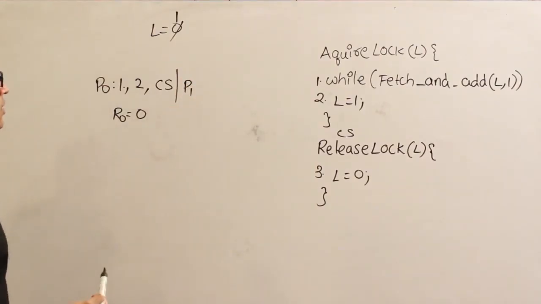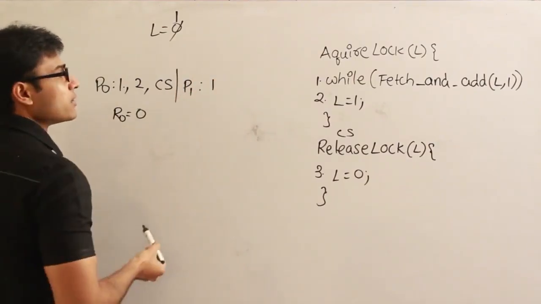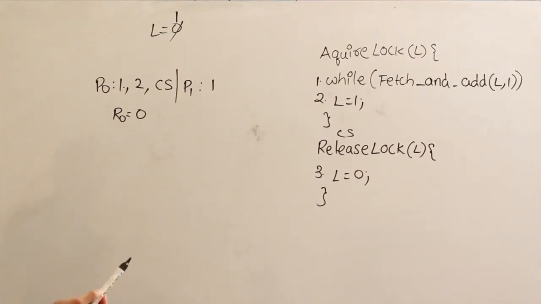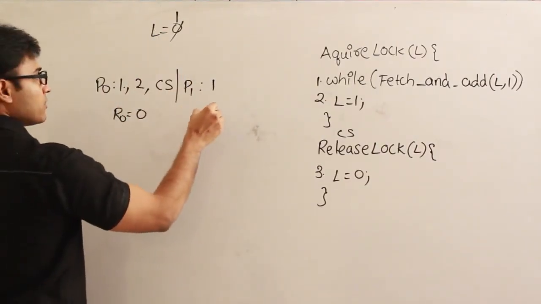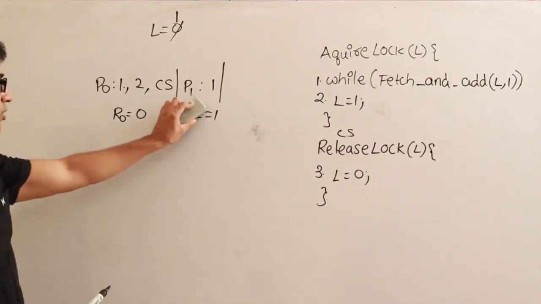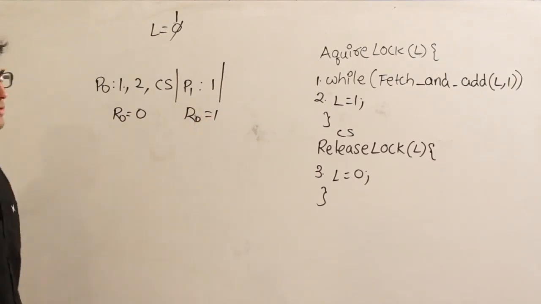Now process P1 has come for execution, and it has finished line number 1. Line number 1 means this loop, the while condition. It will fetch the value of L, which is L equal to 1, right? And let us say at this point it got preempted. Therefore in its local variable, let us say register R0, its value is set as 1.